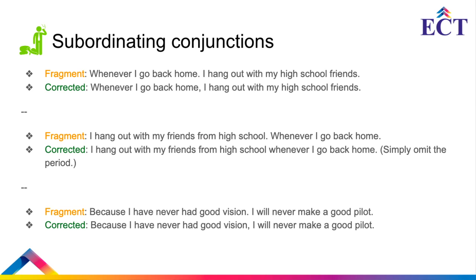Then the third way is subordinating conjunctions. Whenever I go back home, now subordinating conjunctions means, in the previous class we had seen that there was an independent clause and a dependent clause, and we used to add them with subordinating conjunctions.